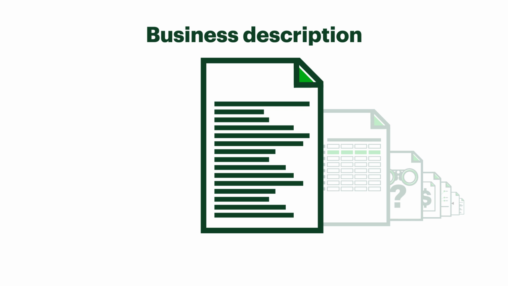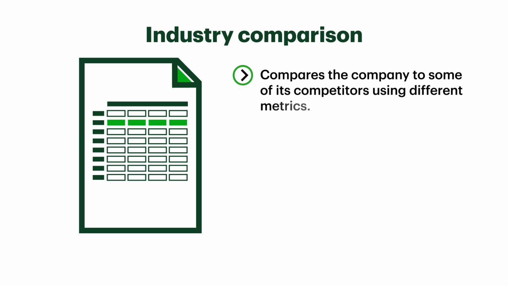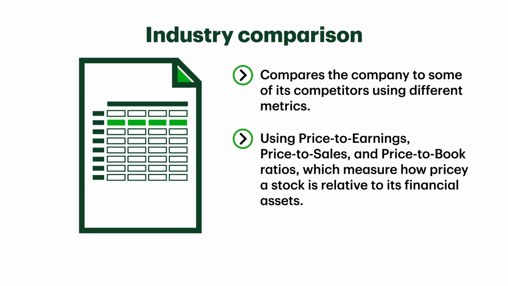This section should help you understand the company's product or service and some of its key customers. Next, industry comparison. This section compares the company to some of its competitors using different metrics. For example, its price to earnings, price to sales, and price to book ratios, which measure how pricey a stock is relative to its financial assets. Comparing a stock's metrics to its peers can help you decide if it offers value to your portfolio.